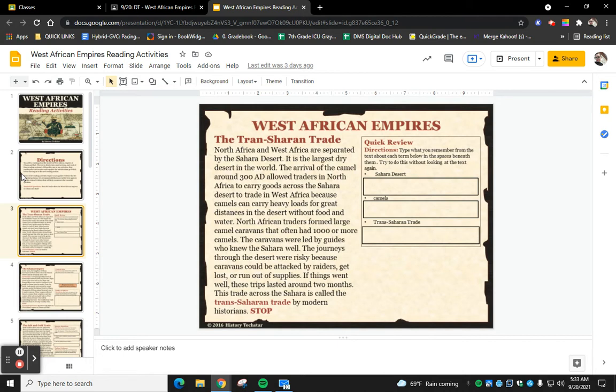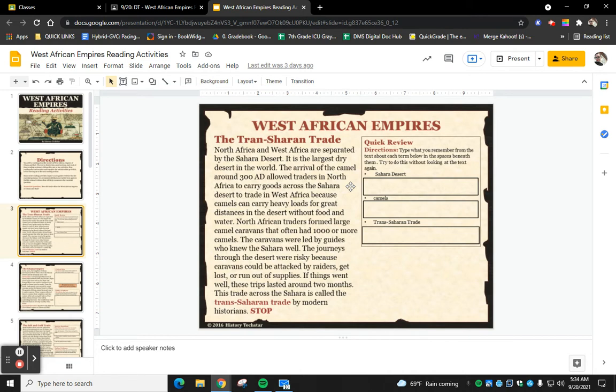All right, so as we can see, we have the reading on one side, we have the questions on the other. So for this one, the West African empires, the trans-Saharan trade, supposed to say Saharan, there's a typo, it's okay. North Africa and West Africa are separated by the Sahara Desert. It is the largest dry desert in the world. The arrival of the camel around 300 AD allowed travelers or traders in North Africa to carry goods across the Sahara Desert to trade in West Africa because camels can carry heavy loads for great distances in the desert without food or water. North African traders formed large camel caravans that often had 1,000 or more camels.